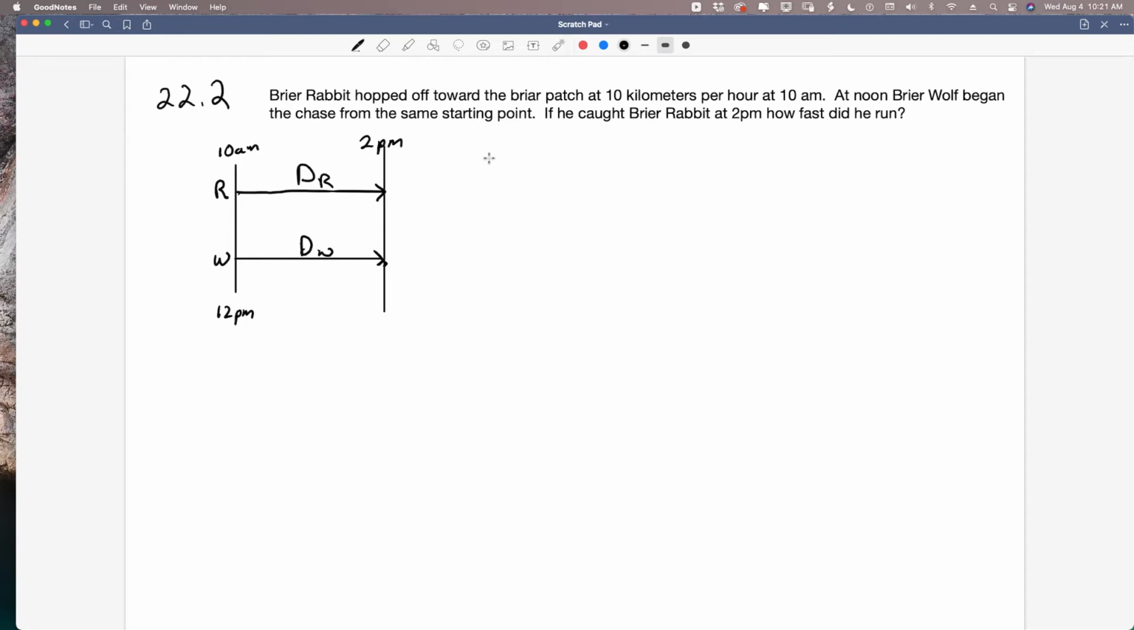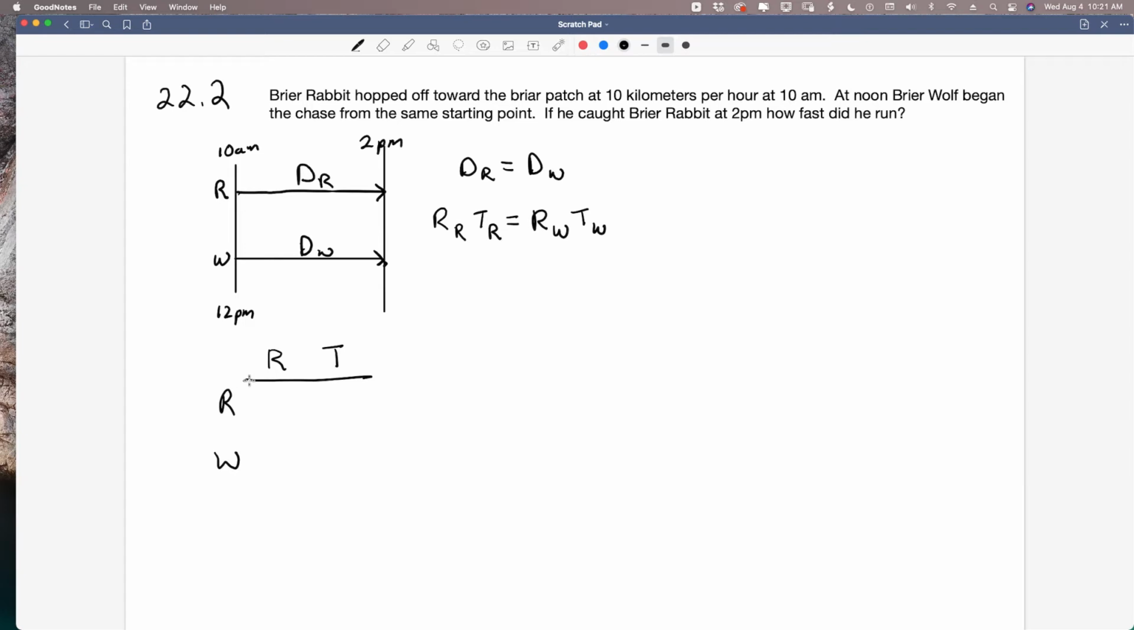So we know that dr, the distance of the rabbit, equals the distance of the wolf, which means that the rate of the rabbit times the time of the rabbit is going to equal the rate of the wolf times the time of the wolf. Okay, so there's our initial formula. So now we need to make our little chart. So we have the rabbit and the wolf, and we have the rate, and we have the time.